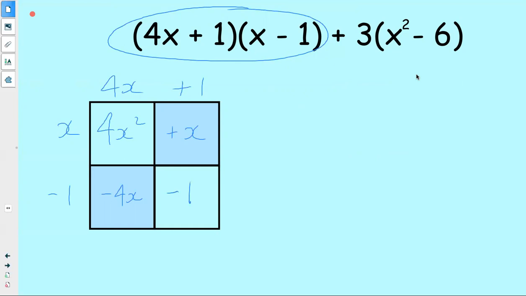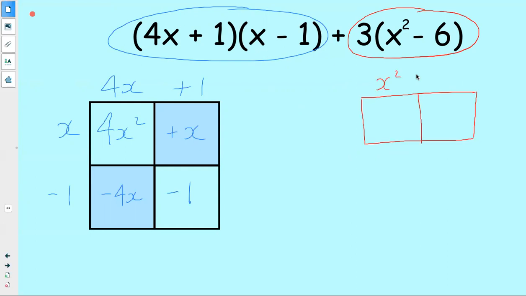Again, if I wanted to use the box method for the second bracket, I really like the box method, I can go with the box method. So I could draw another little box. Put x squared here, negative 6, and I'm multiplying by 3. So it becomes 3x squared, negative 18. And then all of that really needs to be simplified.